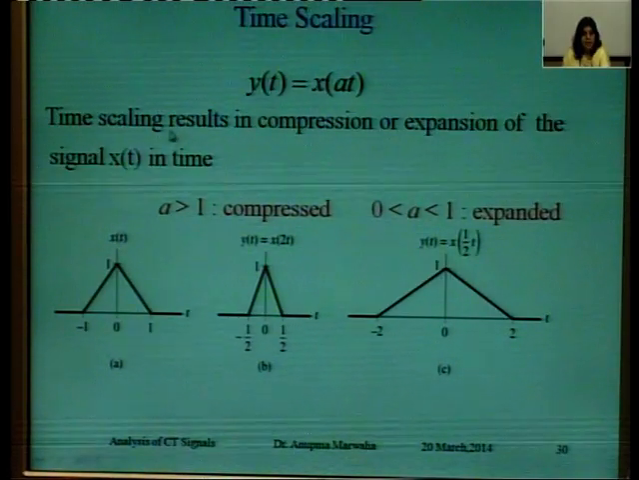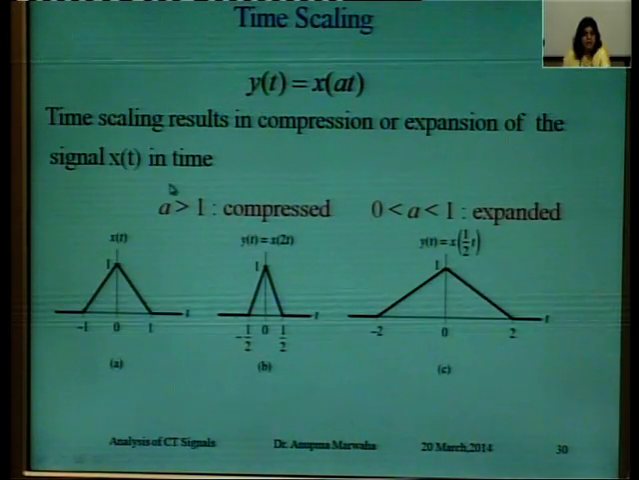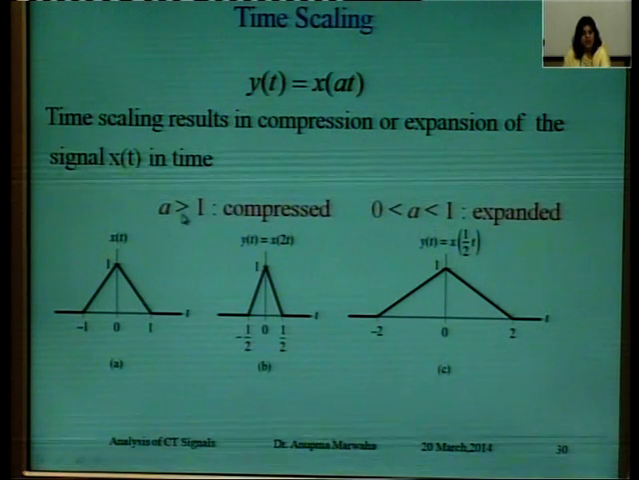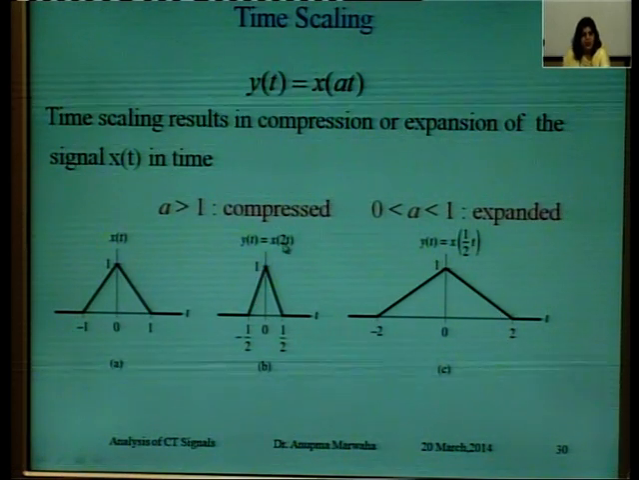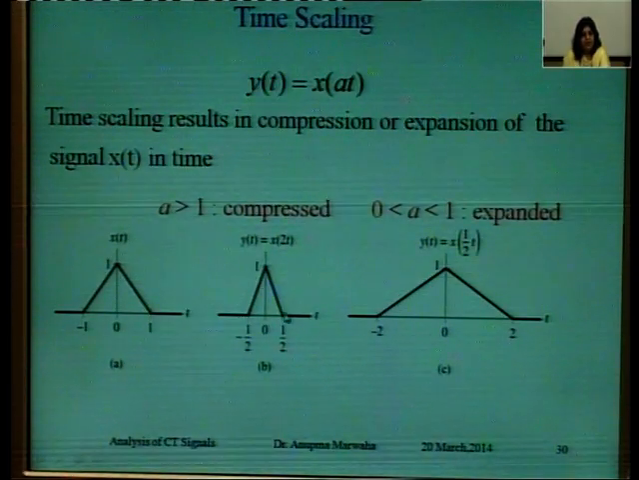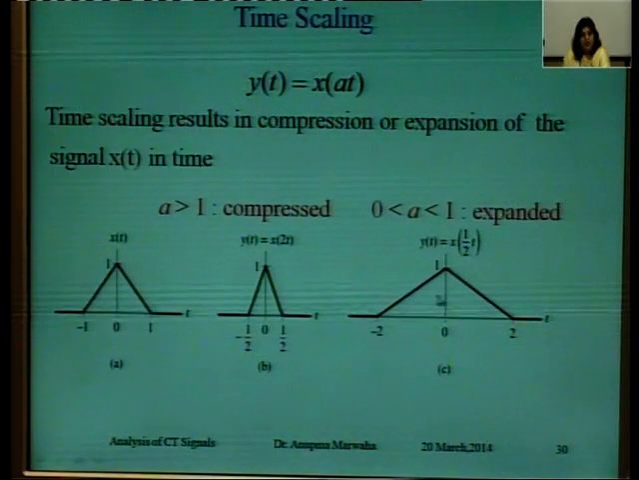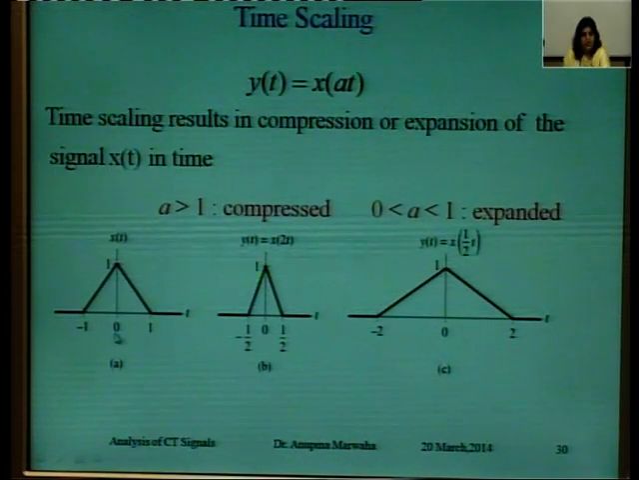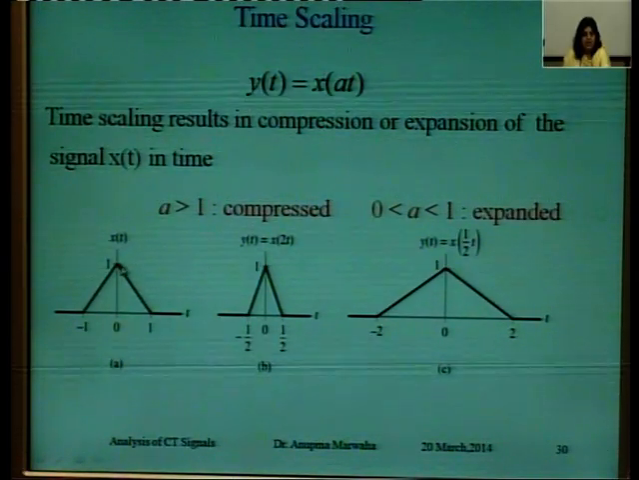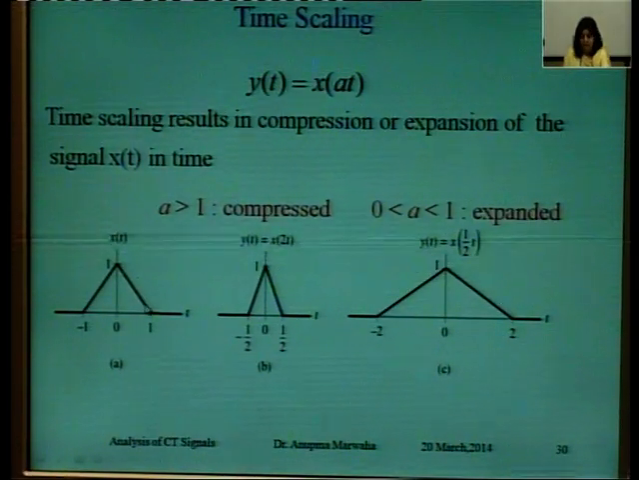Its result will be either compression or expansion of the signal x(t), depending upon the value of a. If this is signal x(t), and the value of a is greater than 1, say it is 2 in this case, then x(2t) gets compressed. If the value of a is less than 1, in this case 1/2, then the signal will be expanded. It can be seen that the value on the x axis changes, whereas the amplitude, that is the value on the y axis, remains unchanged.